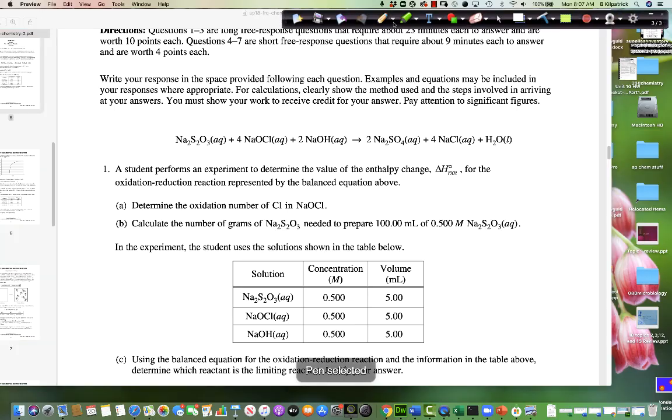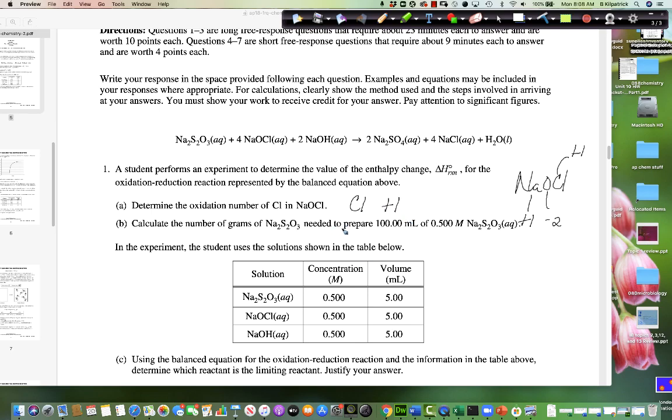For this one, the first question says, determine the oxidation number for the chlorine in NaOCl. Alright, so sodium is going to be a +1. Oxygen is not in a peroxide here, so it's -2 like it normally is. So that means everything here needs to add up to 0. So this has to be +1. So in this case, the chlorine has an oxidation number of +1.